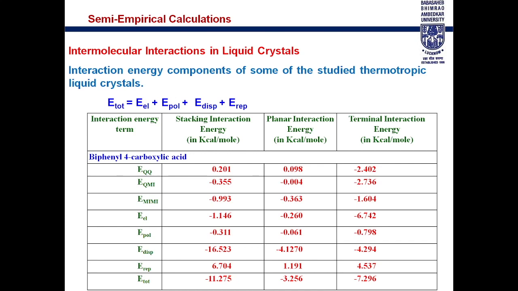Here are some calculations showing the intermolecular interaction in liquid crystal with the same formula: E total is equal to electrostatic plus E polarization plus dispersion plus repulsion. This is the case of biphenyl 4-carboxylic acid, and here are the energy values for stacking interaction, and one can see the dispersion energy has a major contribution to the total energy in the stacking. Similar is the case for the in plane interaction, planar interaction, and even in the terminal interaction.